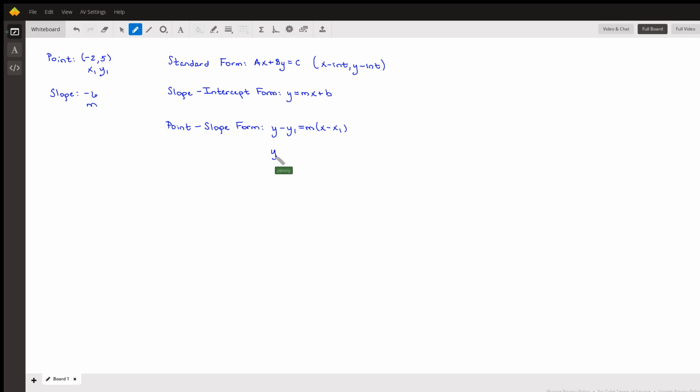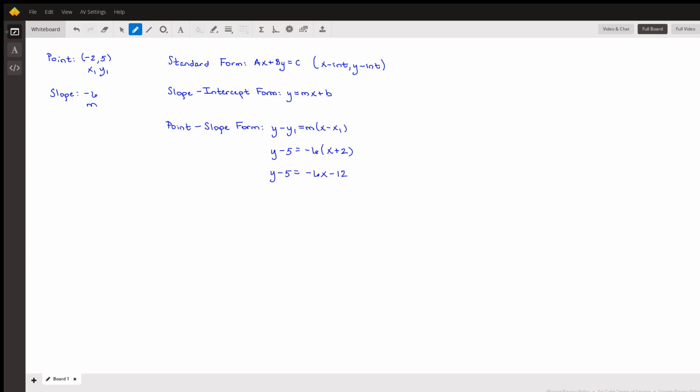So this becomes y minus 5 equals -6 times x. Now, because this is a minus, but our x1 is a -2, it'll become a +2. Now it's just a matter of putting it in slope-intercept form, which we can do. Let's start by distributing the -6. So if I distribute that, I would get -6x minus 12.